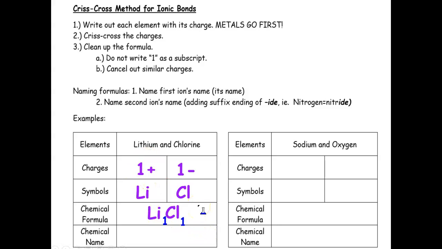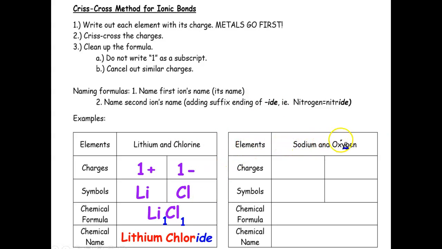I also call it drop and swap because you drop the charges down as subscripts, and then you swap places. In this case, they are 1 to 1, so you can either write the ones, but 9 times out of 10, you can just drop the ones and you don't have to write them, because it's understood to be 1. Now, when writing the chemical names, remember the first element is just its name, so it's right there, lithium. For the second ion name, we have to chop off the end and add the suffix -ide, so this would be chloride.